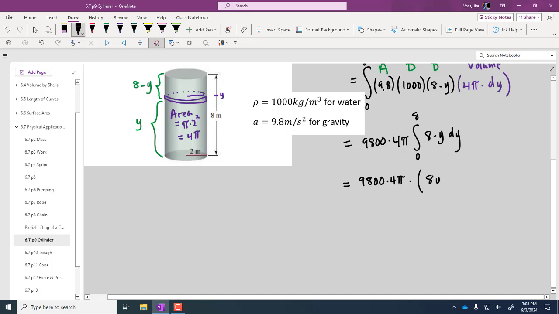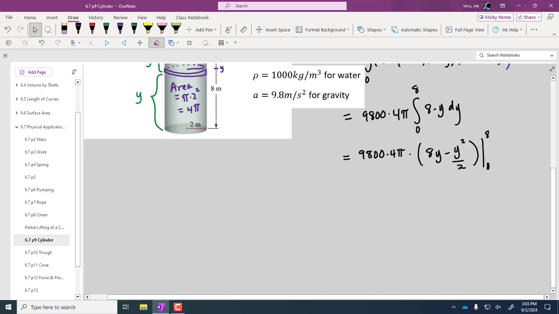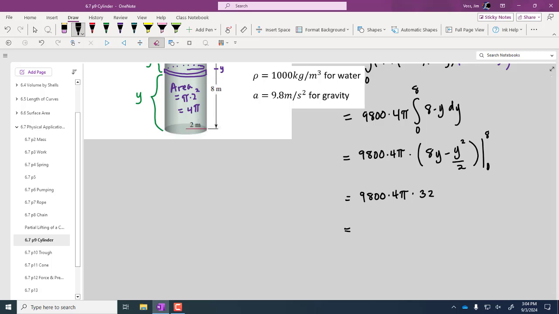We're going to get 8y minus y squared over 2 from 0 to 8. So we're going to get 9800. Not going to multiply quite yet. Plugging in 0 gives nothing. Plugging in 8 gives 64 minus 32, which is 32. And that is our answer. We just have to multiply those things together to get our total number of joules.